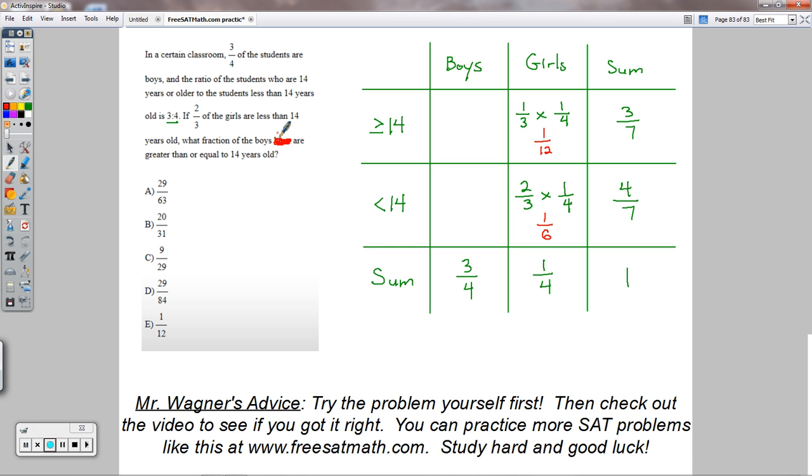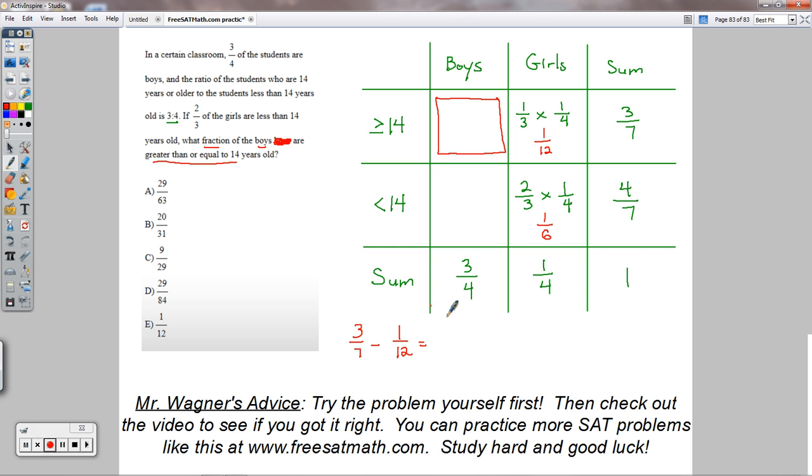So what I'm looking for in the end is the fraction of the boys greater than or equal to 14. So I'm looking for this value. This is my final answer, whatever goes in that spot right there. So if I just take the sum and subtract this value, I'd be left with that value, since this one and this one added together have to give me that value. So let's figure out what that is then. We've got 3/7 minus 1/12.